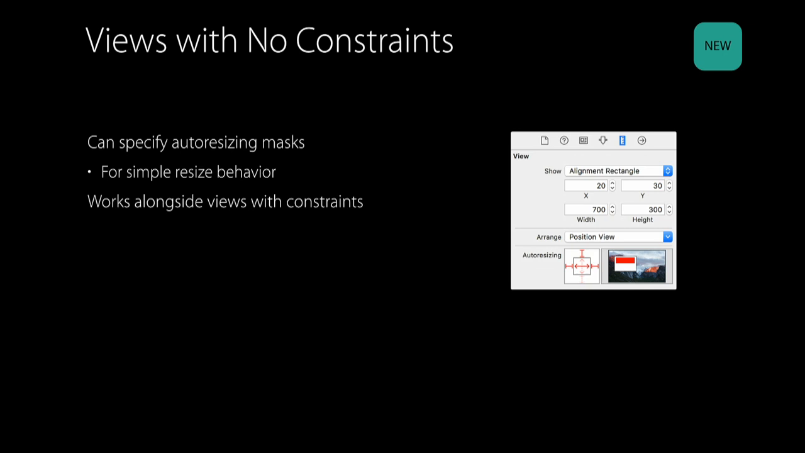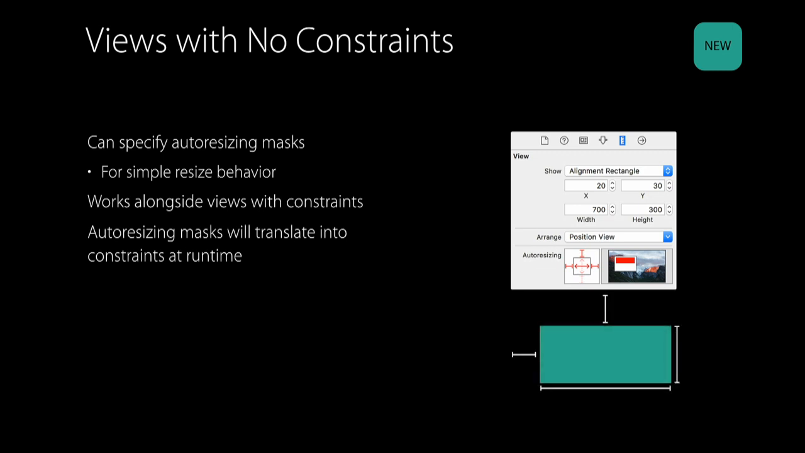And these views are going to work great next to your constraint views. In fact, what we're going to do is take those auto resizing masks and translate them into constraints. But we're going to translate them into constraints at runtime. And there's a key distinction there. We're generating them at runtime and not at build time because it's going to be more flexible and more transparent to you, giving you greater control if you need to do anything programmatic to these views. Because for those who are pro auto layout users out there, you might recognize this flag. On the view, we're simply setting translatesAutoresizingMaskIntoConstraints equals true.